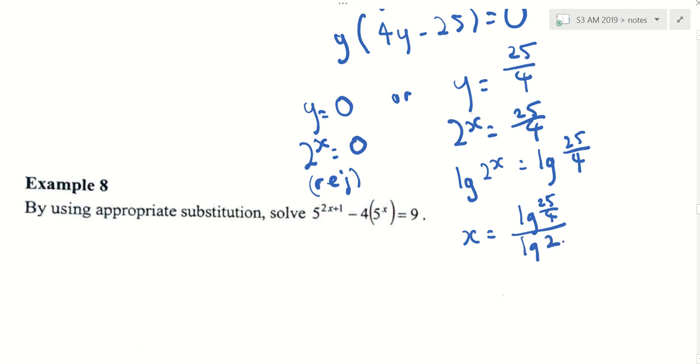Yeah, wrong. What's the answer? 2.64. 2.6.